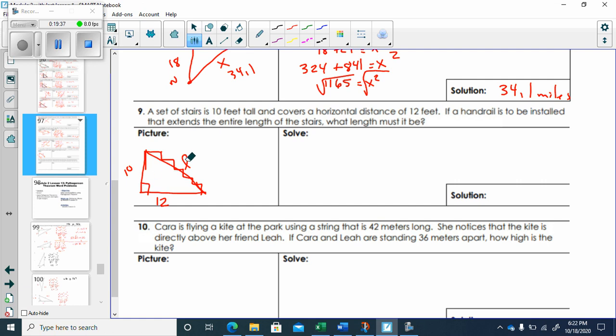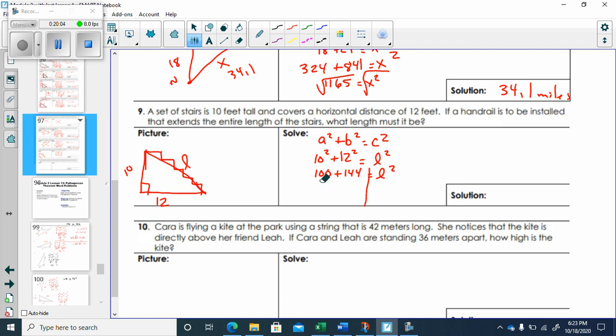That is across from the right angle. And this is a right triangle. A squared plus b squared is equal to c squared. Okay, L is your c, your length is your c. Doesn't matter which one's a and b. 10 squared plus 12 squared is equal to L squared. 10 squared is 100. 12 squared is 144. That would give me L squared.